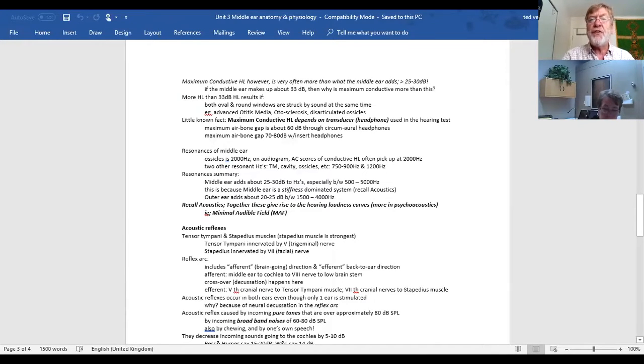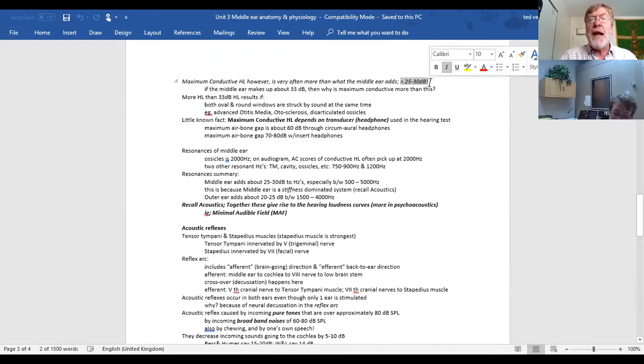Maximum conductive hearing loss, however, is often more than what the middle ear adds. So we've discussed, and that 25 to 30 should actually read 30 to 35 at the top of your page there, so you can correct this to read 30 to 35, okay?